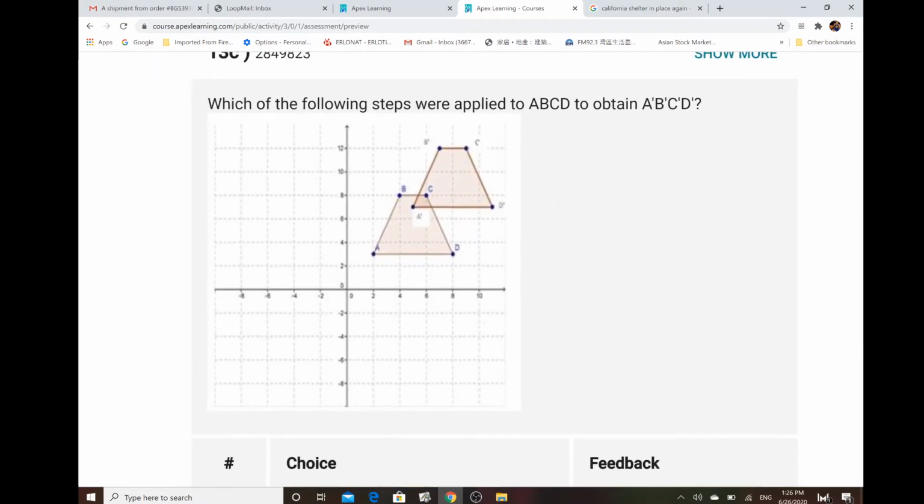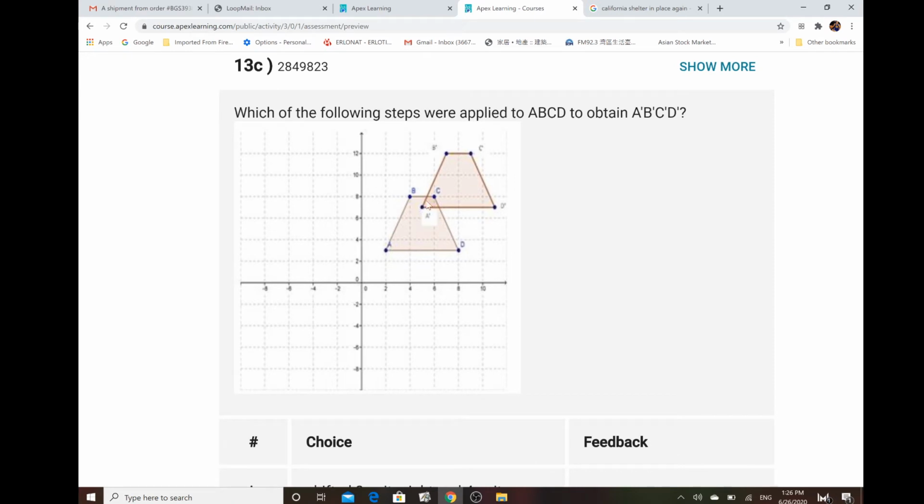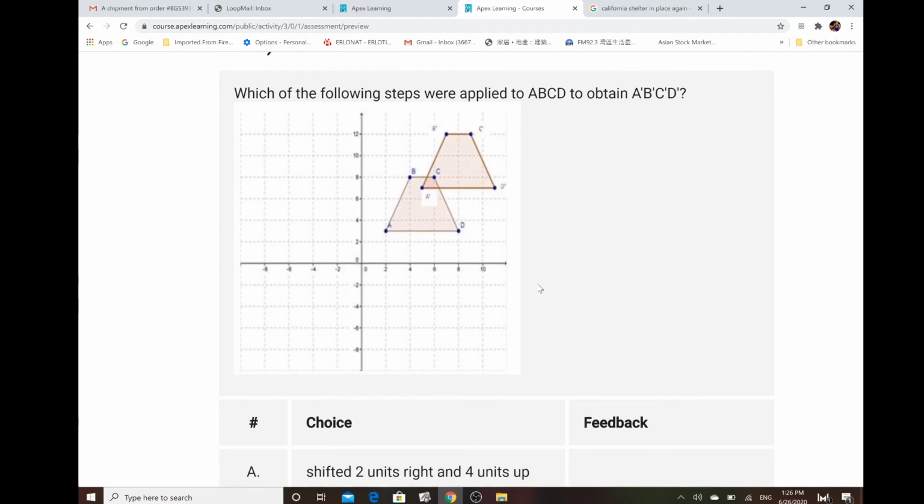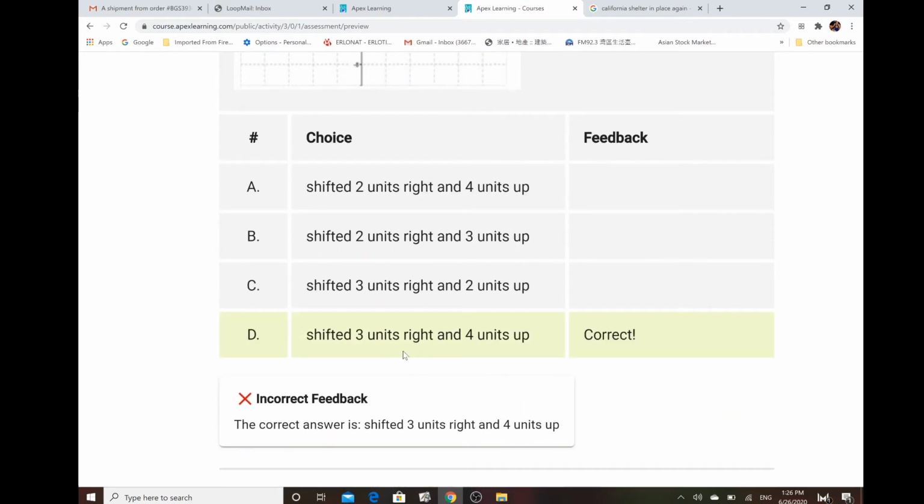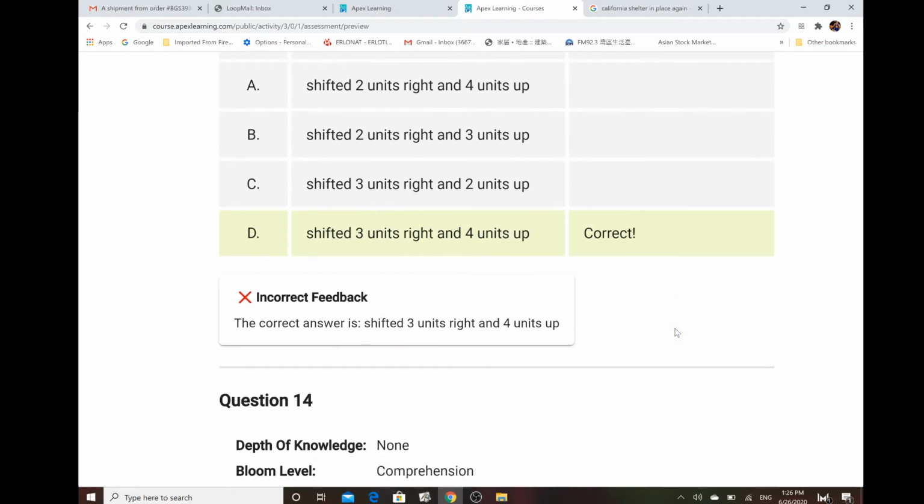So I just enlarged the figure a little bit. A to A prime, B to B prime, C to C prime, D to D prime. You just want to count the units. So 3 units to the right, 4 units up.